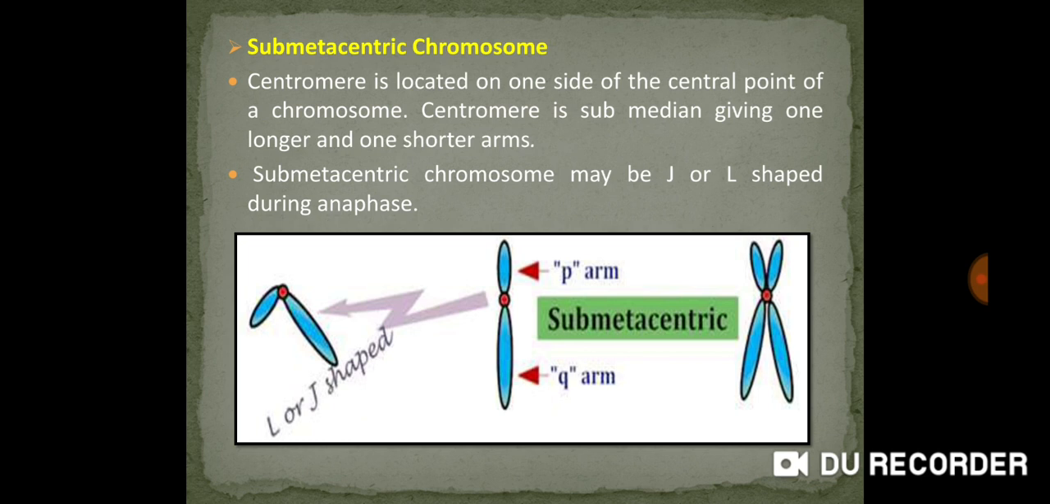Next one is the submetacentric chromosome. In this, the centromere is located just above the center and it gives one shorter and one longer arm, and it forms a J or L shape during anaphase.